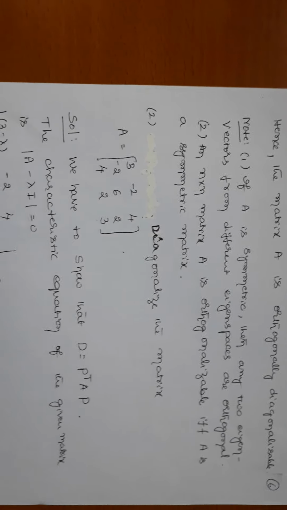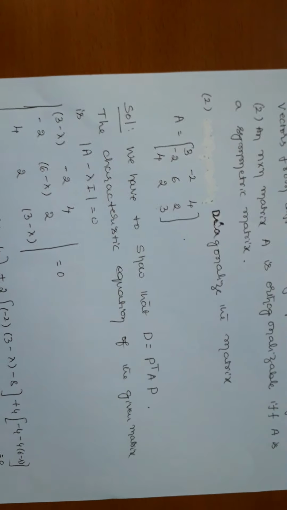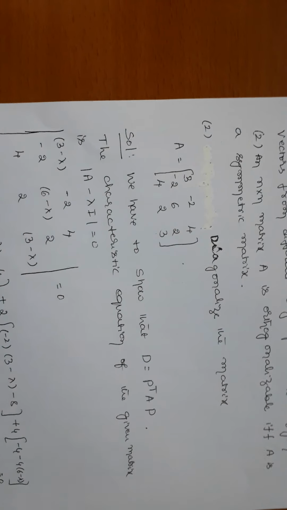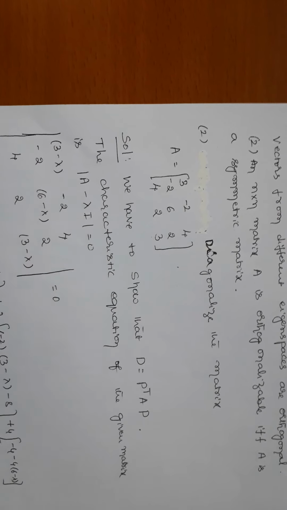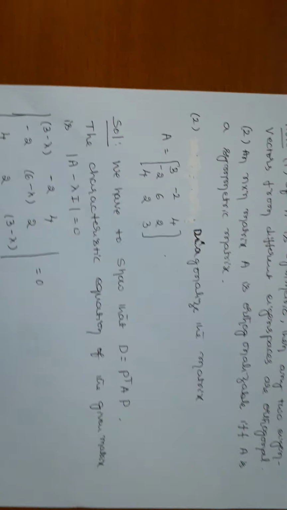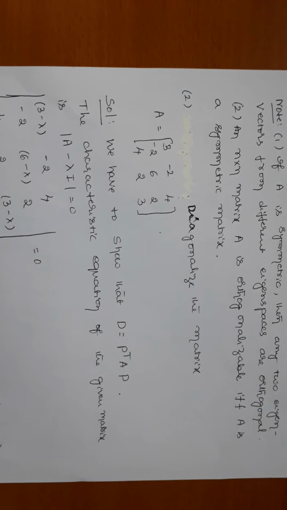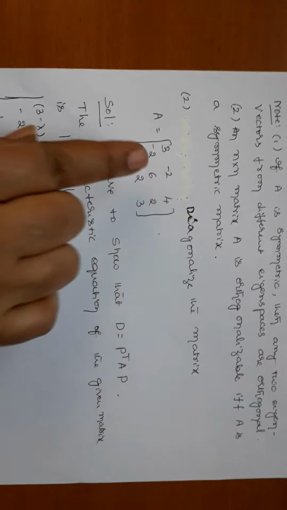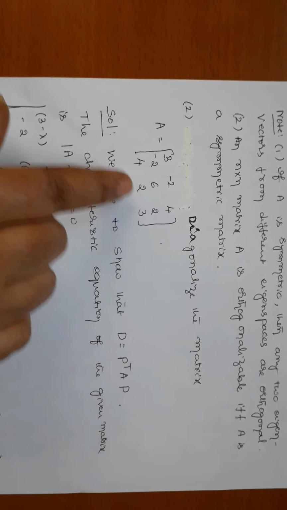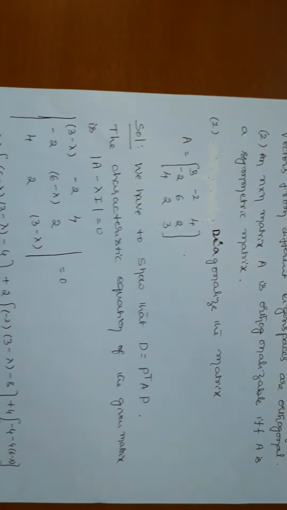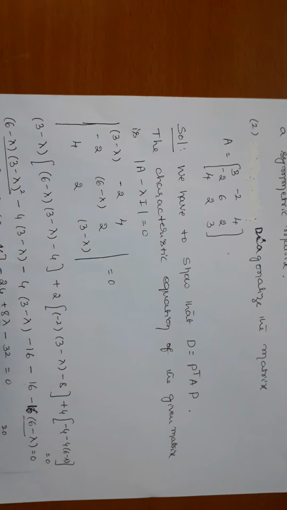Okay. Next, I'm moving to the next problem. Diagonalize the matrix A equal to 3, minus 2, 4; minus 2, 6, 2; 4, 2, 3. First convert rows into columns, that is, take the transpose. We get the same matrix. Therefore, the given matrix is a symmetric matrix.